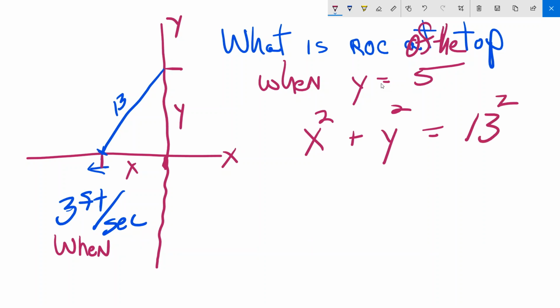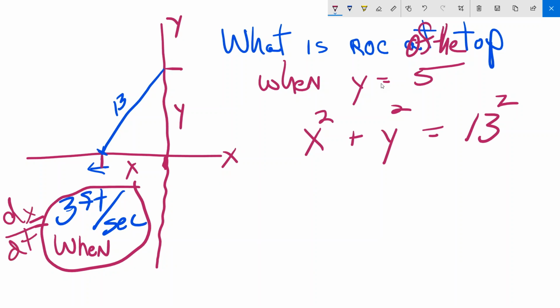Now, since everything is in rates, what does this mean? What is 3 feet per second? What's that equal to in terms of x's and y's? It's dx/dt. You know it's dx because it's x that's changing.